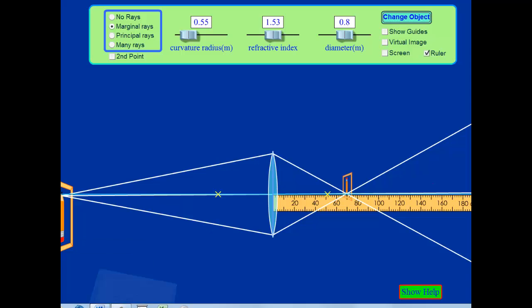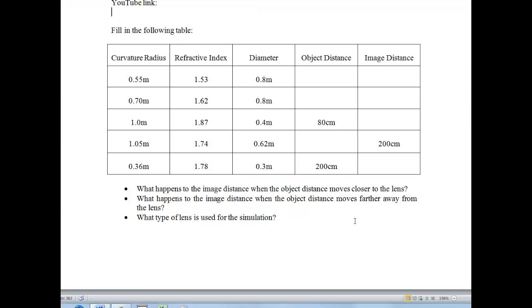Once you complete filling in all the variables of the table, you will then answer these 3 questions and begin taking the quiz for this particular simulation.